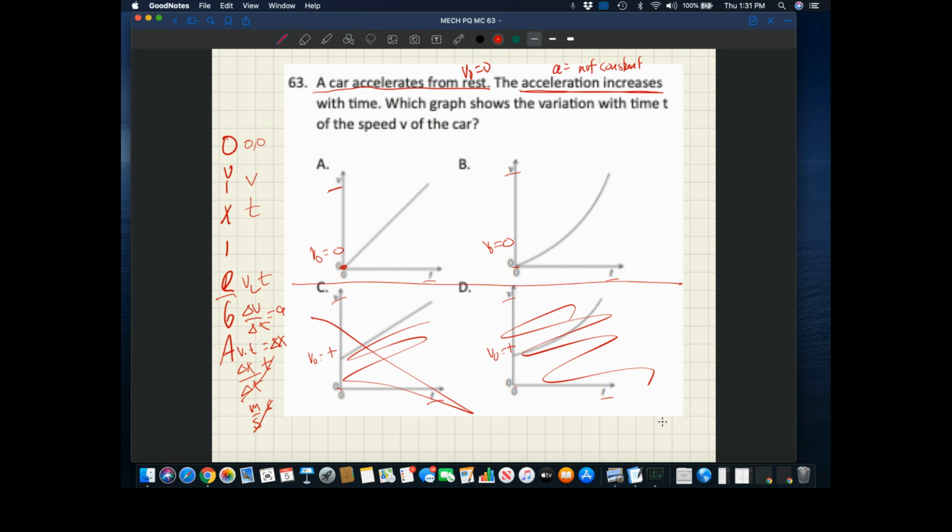The acceleration increases. Acceleration is not constant. So acceleration is the gradient, the slope. Well, what we can see about the first one is that the slope is constant, so it can't be choice A. And if we look at the second one and we look at the slope here, it does look like it's increasing. Again, if we put numbers on this, plus 1, plus 2, plus 3, plus 4, it is getting steeper, and that's why it is choice B.